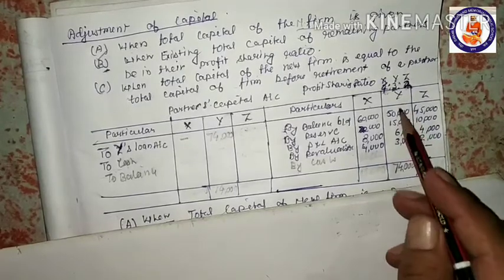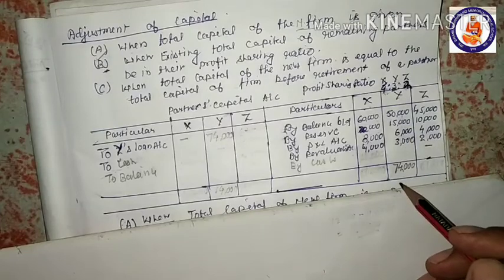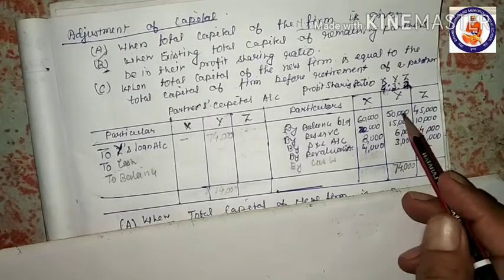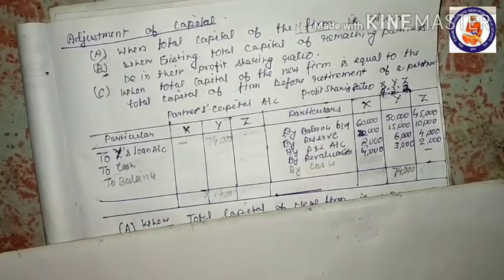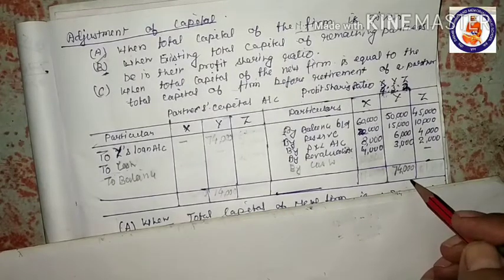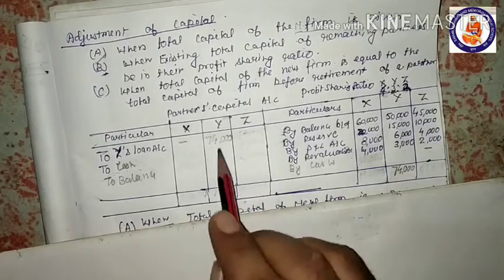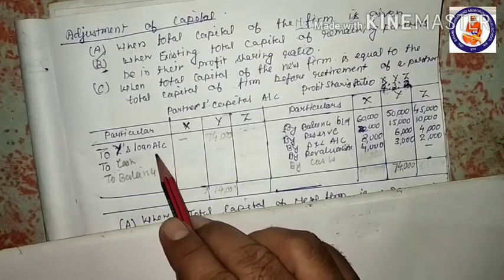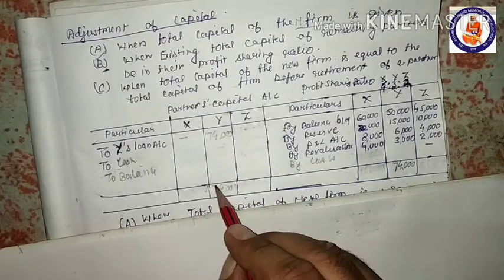Because Y is retiring from this firm, we have to find out how much total amount is to be paid to Y. There is no debit amount here, so the total of the credit side of Y's capital account will be the amount to be paid to him. When we add this up, it comes to 74,000, which is to be paid to him. This amount we have transferred to his loan account. Okay, 74,000. This is done.